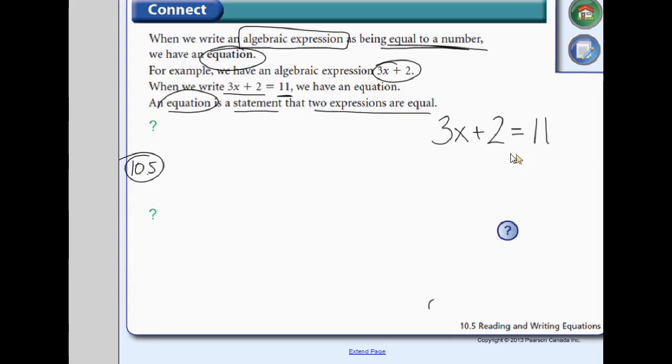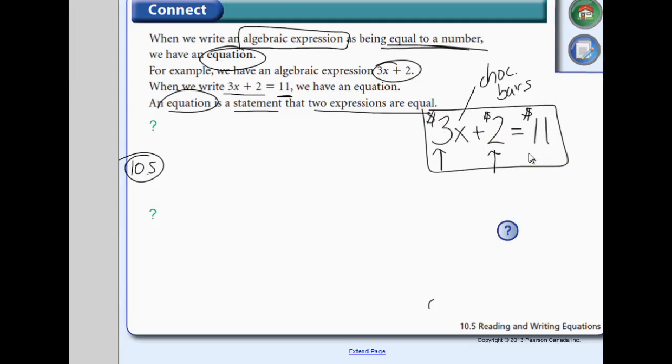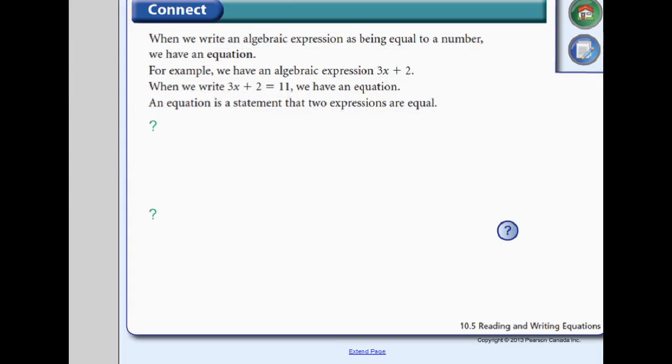And if you think of a real-life example, we could say we are buying x number of chocolate bars at $3 each, plus let's say we are going to buy another piece of candy, and that piece of candy costs $2, and in total we spent $11. And this would be an example of an equation. So all the money that we spent was $11, and this part here would end up having to equal this part here. So let's take a look at some of the other examples.